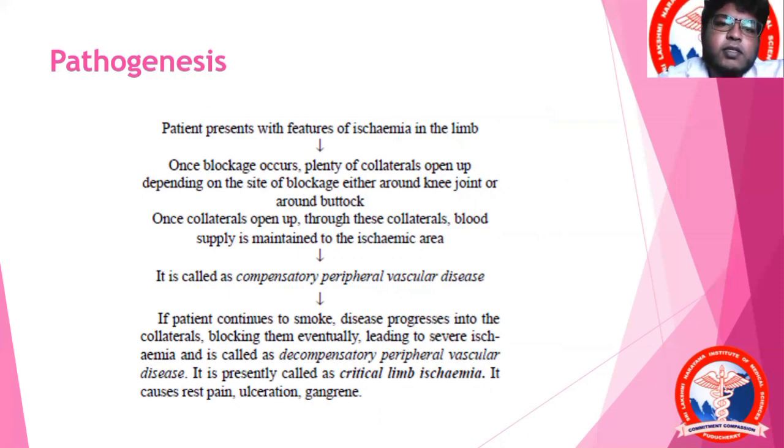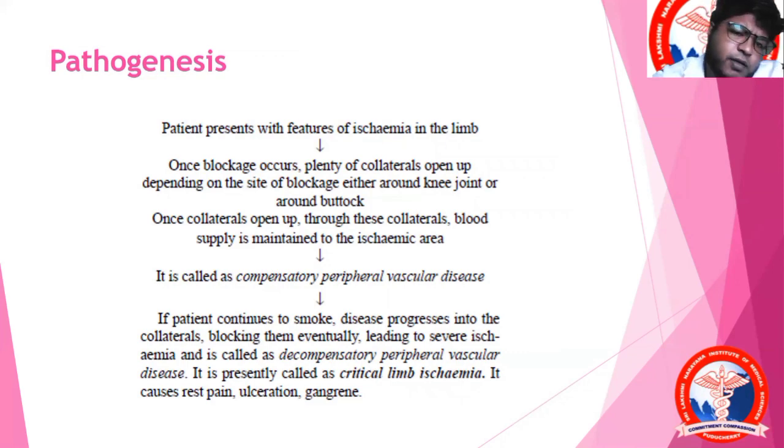Once blockage occurs, plenty of collaterals open up, depending on the size of blockage. It can be either around the knee joint or around buttock. Once collaterals open up, through these collaterals, blood supply is maintained to the ischemic area. It is called compensatory peripheral vascular disease.